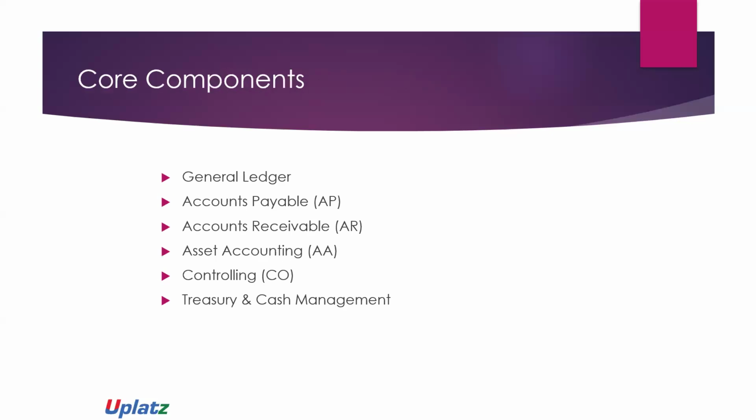So now, the core components in SAP S4HANA Finance. The first one is called the general ledger accounting. The second one is accounts payable, which deals with the vendor accounts. The third one is called accounts receivable, which deals with the customer accounts. Then asset accounting, which deals with the organization's assets. Then coming to controlling and treasury and cash management. These are all the core components of SAP S4HANA Finance.